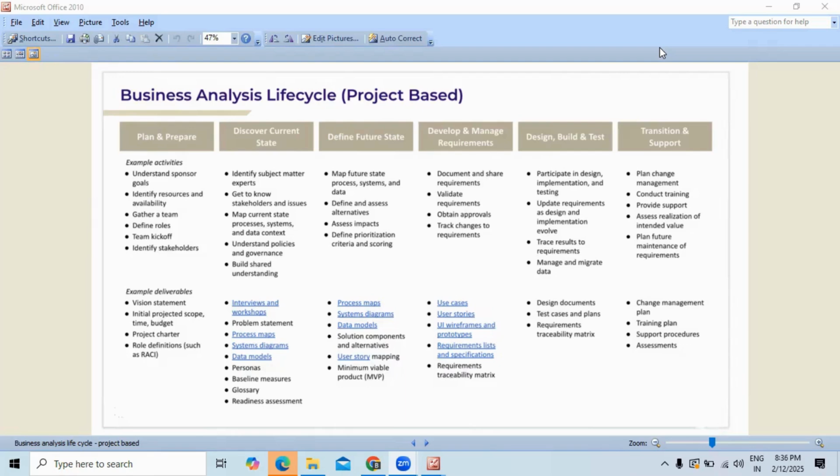Now, when it comes to the life cycle of a business analyst role, it is classified into these parts. The first is the planning and preparing phase. The second is discovery of the current state. The third is defining the future state. Next, developing and managing requirements, followed by build, design, and testing, and transitioning and support.